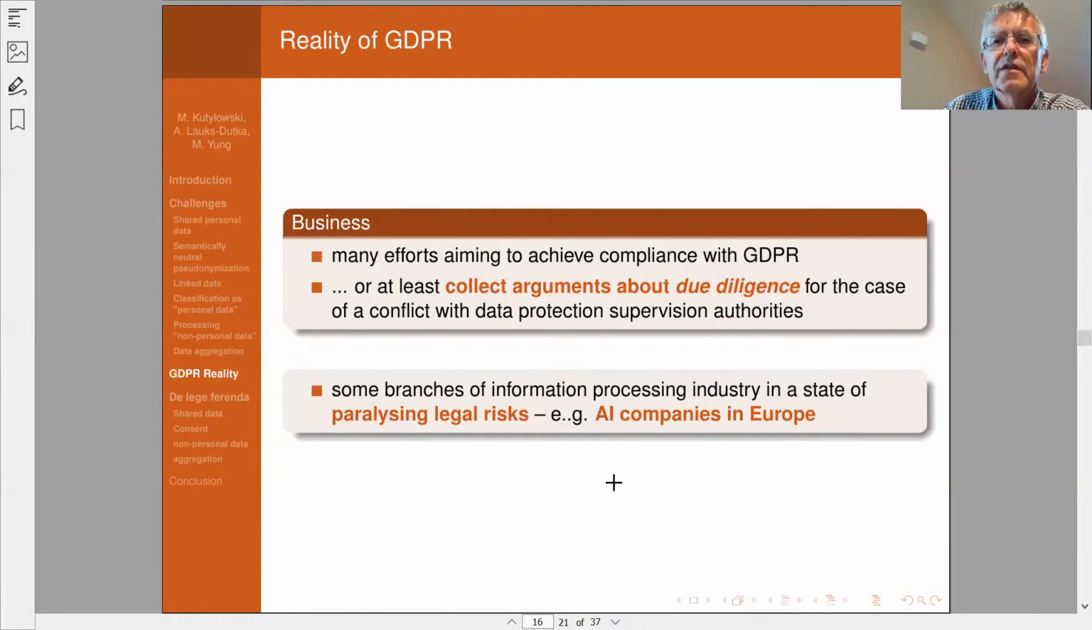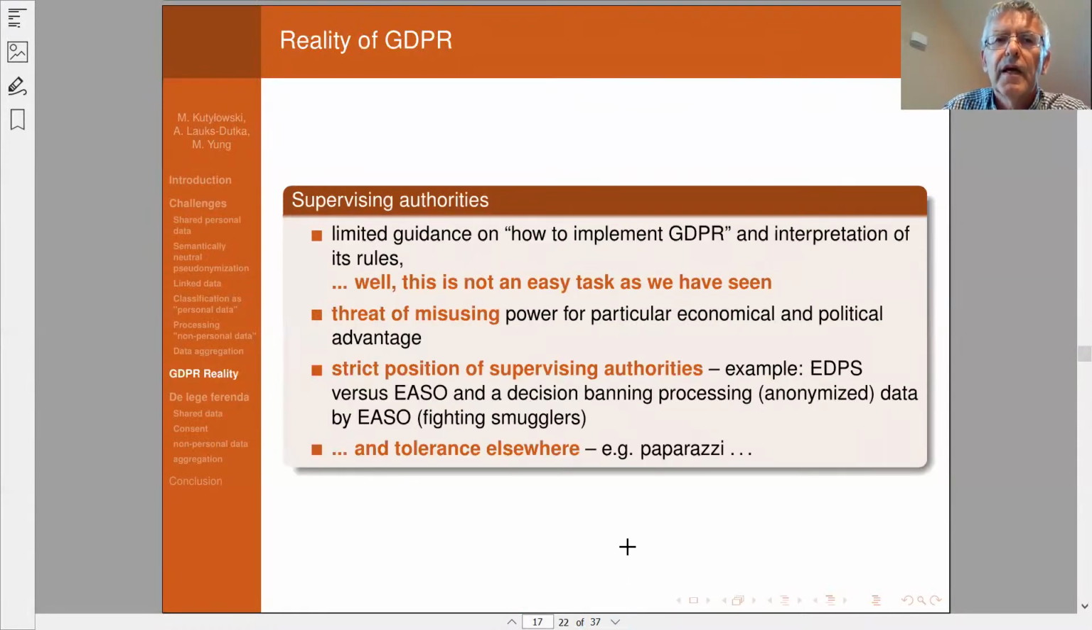So the business is concentrating on compliance with GDPR just to have no problem with supervision authorities. So they collect arguments about due diligence, not focusing on real security. In some cases, there is a risk, and there are voices that, for instance, the artificial intelligence industry is blocked, or at least they have concerns about the legal status. There are, of course, supervising authorities, and there is some limited guidance on how to implement it, and the questions that I asked you are not present there.